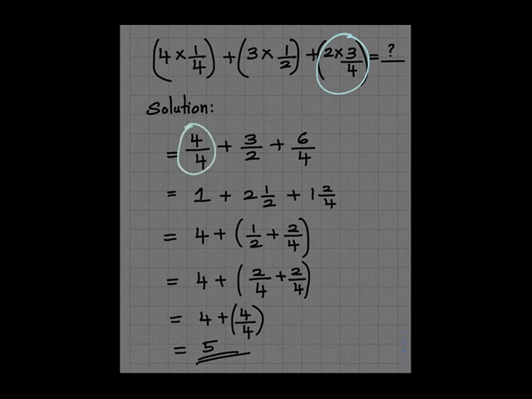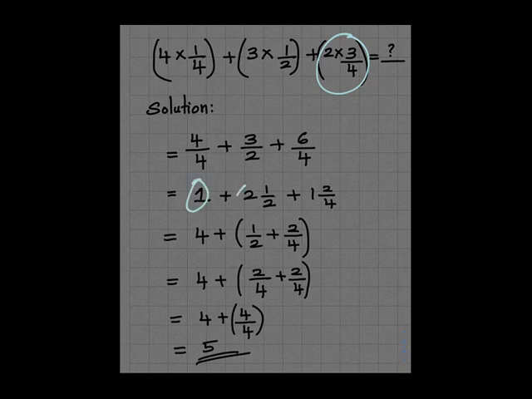What is the same number divided by same number? The value is 1. 3 by 2 can be written as a mixed number, right? So write the 3 by 2 as a mixed number, which is 2, 1 by 2. And you can also write 6 by 4 as a mixed number, which is 1, 2 by 4.